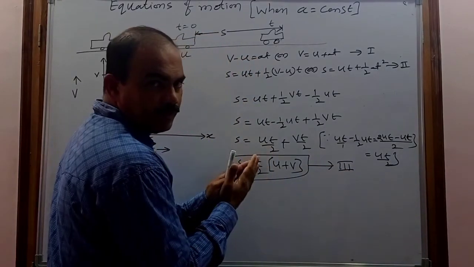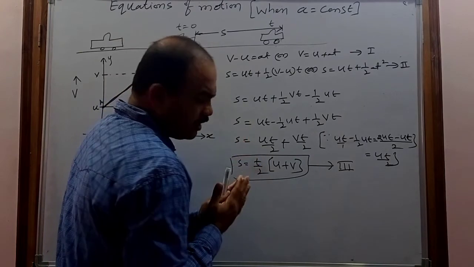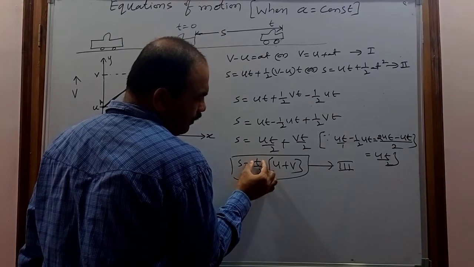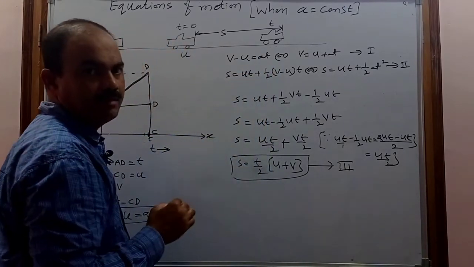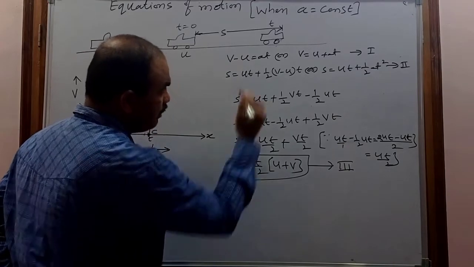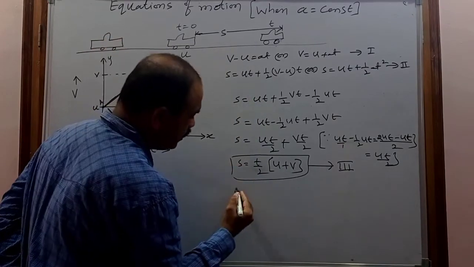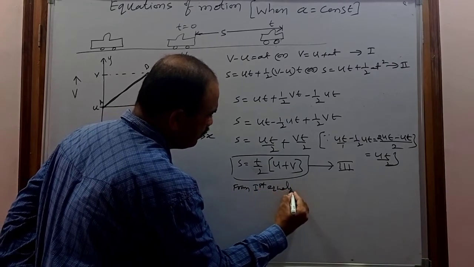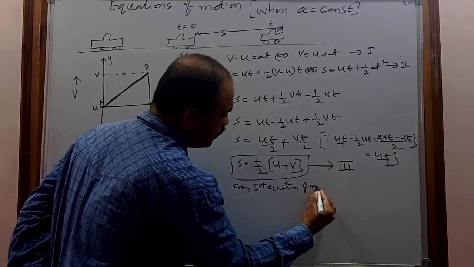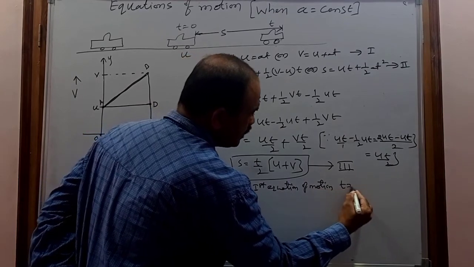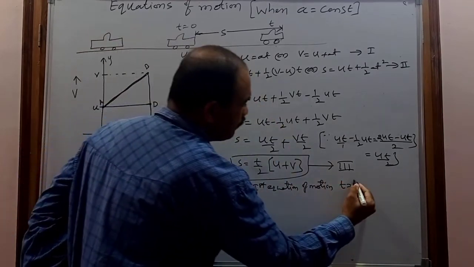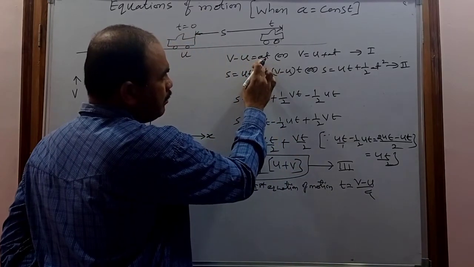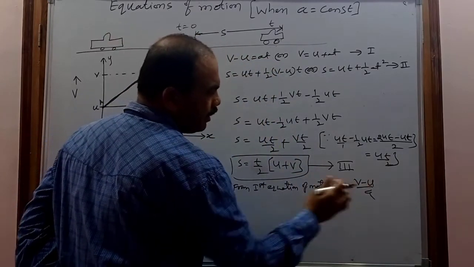If you rearrange this equation, if you substitute the formula for t from equation 1, what is equation 1? What is the first equation of motion? From the first equation of motion, the time t is nothing but v minus u by a. So here if I bring the a to the left side, it becomes v minus u by a.